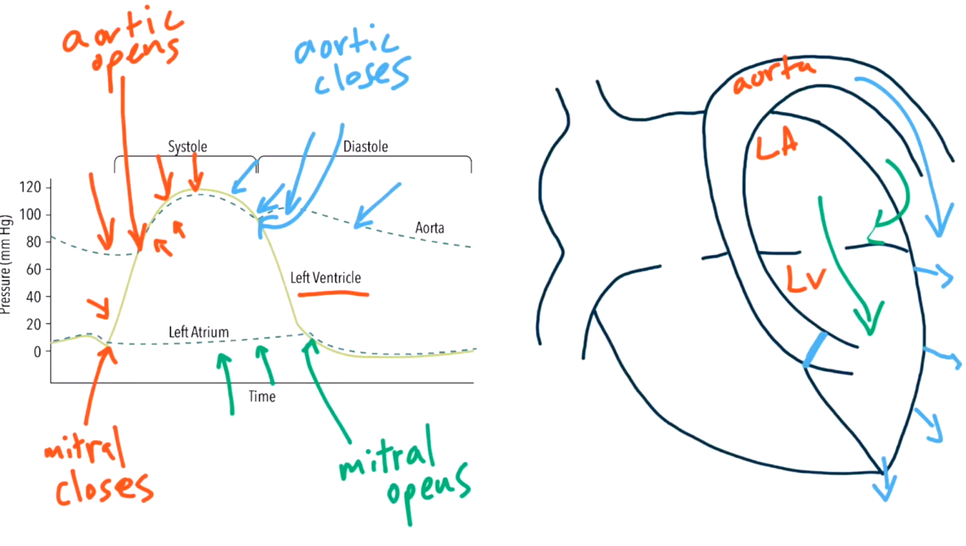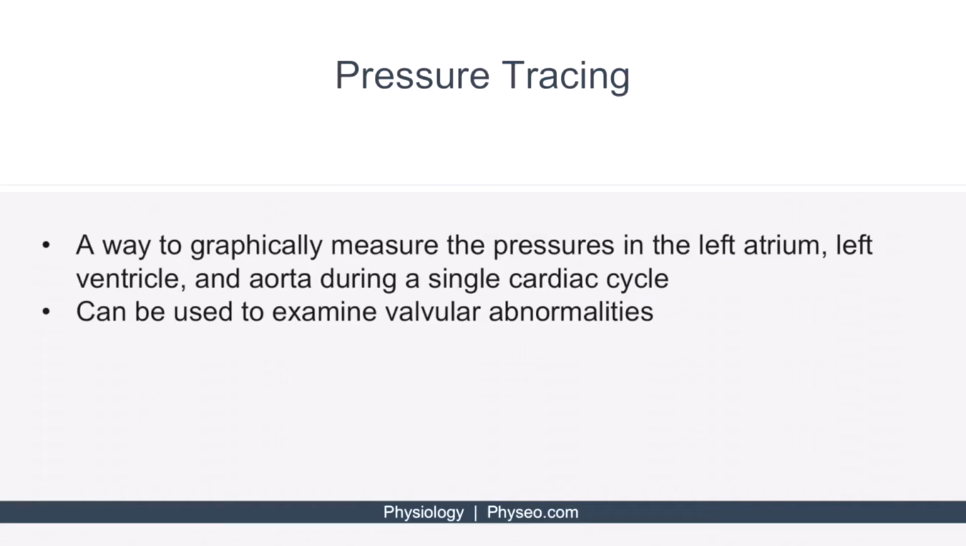Okay, with this in mind, let's see what your text says. Pressure tracings are a way to graphically measure the pressures in the left atrium, the left ventricle, and the aorta during a single cardiac cycle. And they can be used to examine valvular abnormalities, which we'll get into more in a minute.